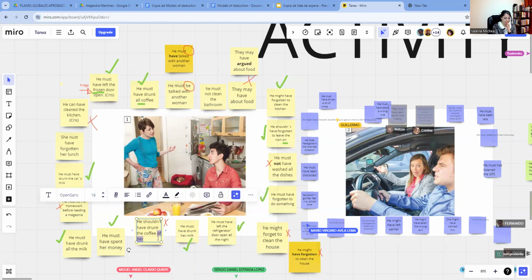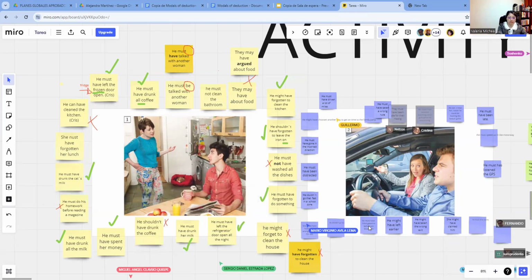He shouldn't have drunk all the coffee. Why is this incorrect? Let me mark it so we know where we are. We're talking about this one. He shouldn't have drunk the coffee. Why is this incorrect?